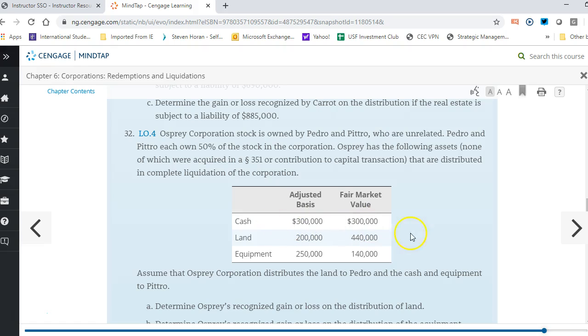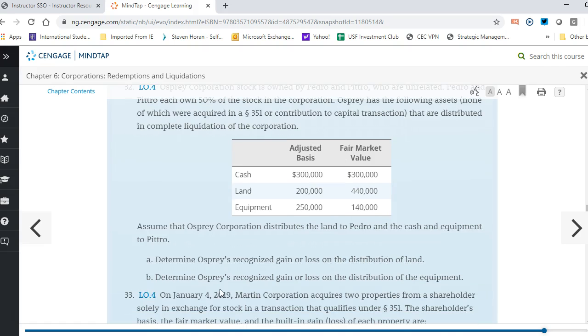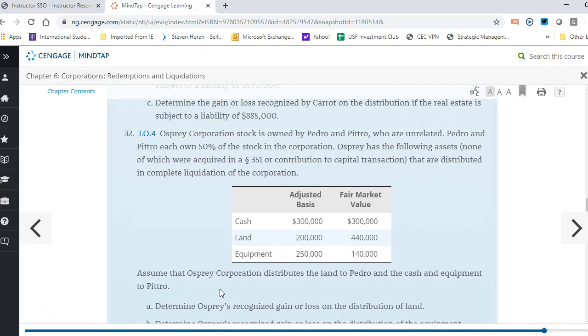So cash is cash, nothing's different there. Land, though, look at the land, has a basis of 200, fair market value of 440. The equipment's the other direction, basis of 250, fair market value of 140. It says here, assume that Osprey distributes the land to Pedro and the cash and equipment to Pietro. So for part A, determine Osprey's recognized gain or loss on the distribution of land. So this is question 32, part A.